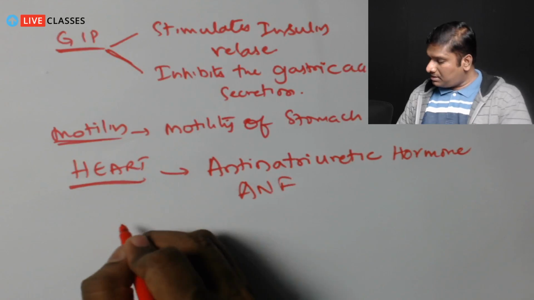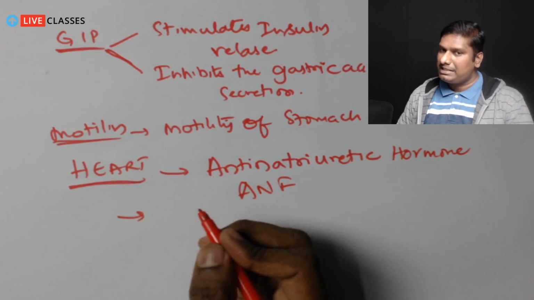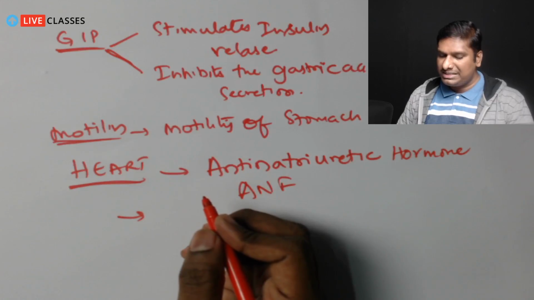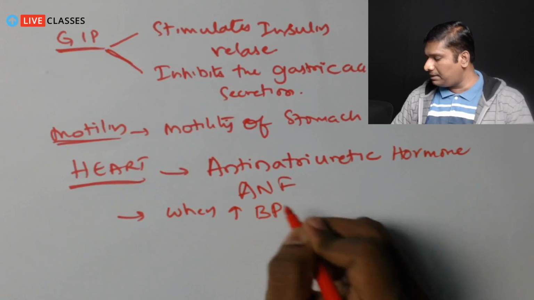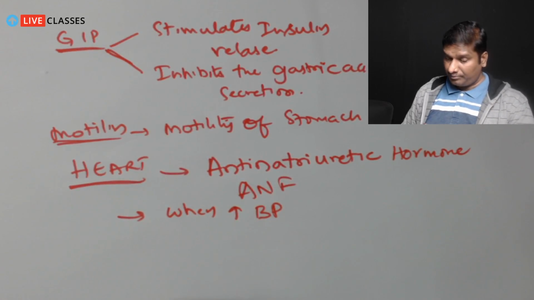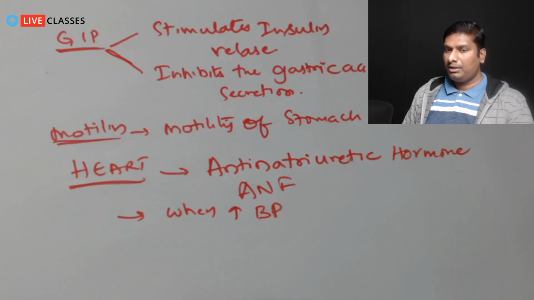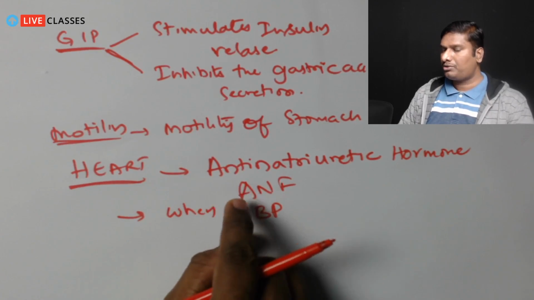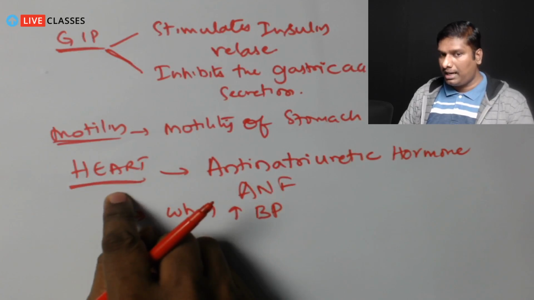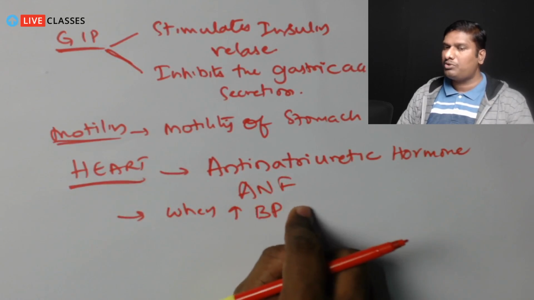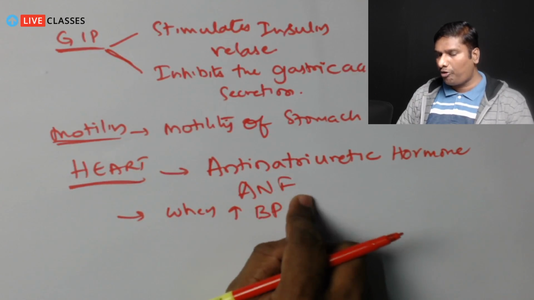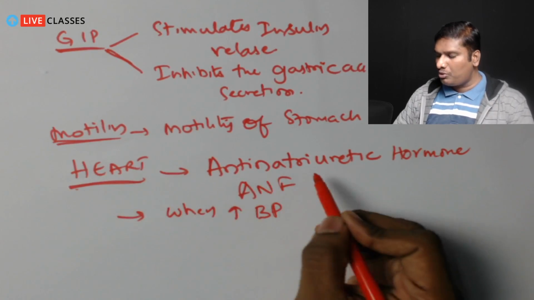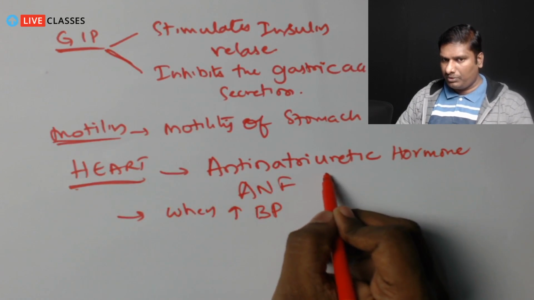Now this hormone is not continuously released by the heart. This hormone is released only when the BP increases. When the BP increases, the BP has to be controlled. The body will release this hormone in order to control the BP. Particularly the heart will actually release this. There are several other hormones which control the BP, but one such hormone is your ANF, which is released by the heart.